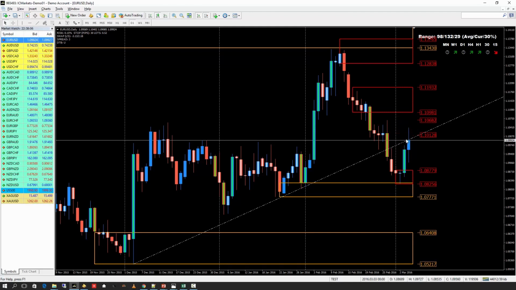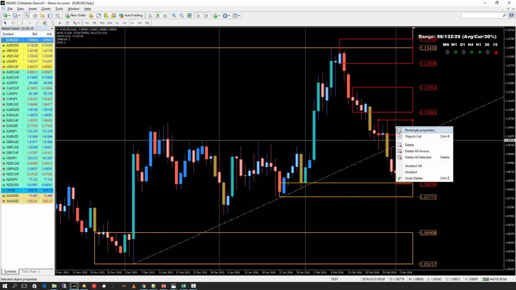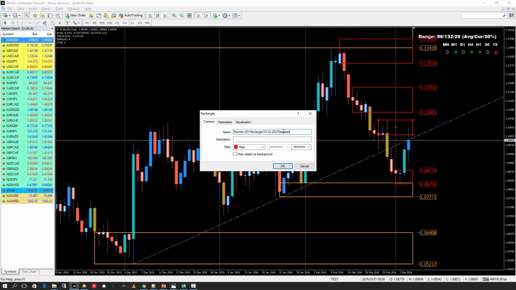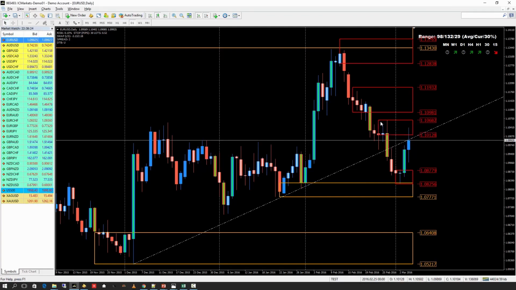And then the next area that we'll be looking at is this one here, but we'll leave that like that. I just have to change the name so the indicator will find it and add some labels to it, just like that. There we are, and that's what we're looking at.